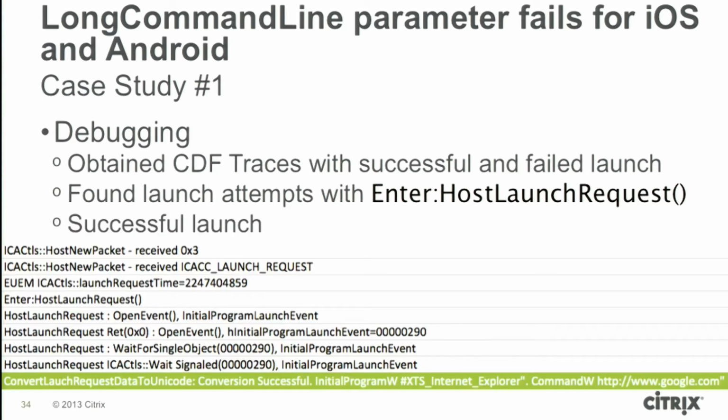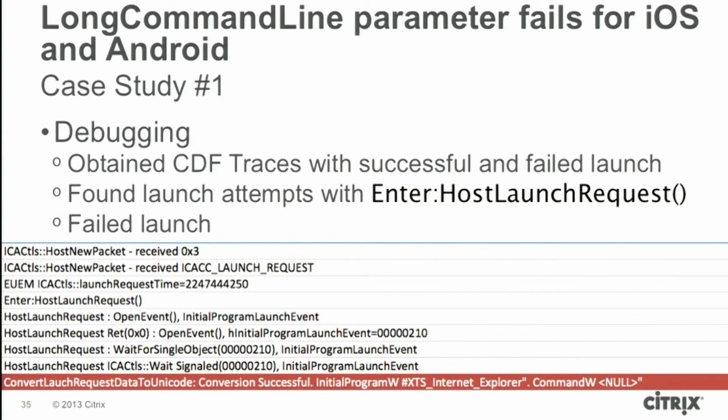So we found this host launch request, which indicates the beginning of the session. And then a few messages later in a successful trace, we could see the long command line parameter being sent, which in this case was a URL to Internet Explorer. In the bad launch trace, we could also locate the launch host request, and then notice the long command line parameter was null. Therefore, it wasn't getting sent into the session.